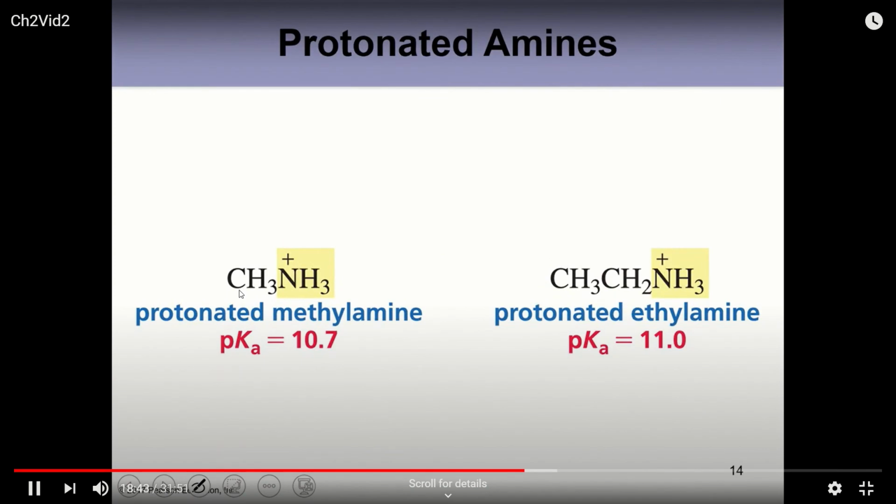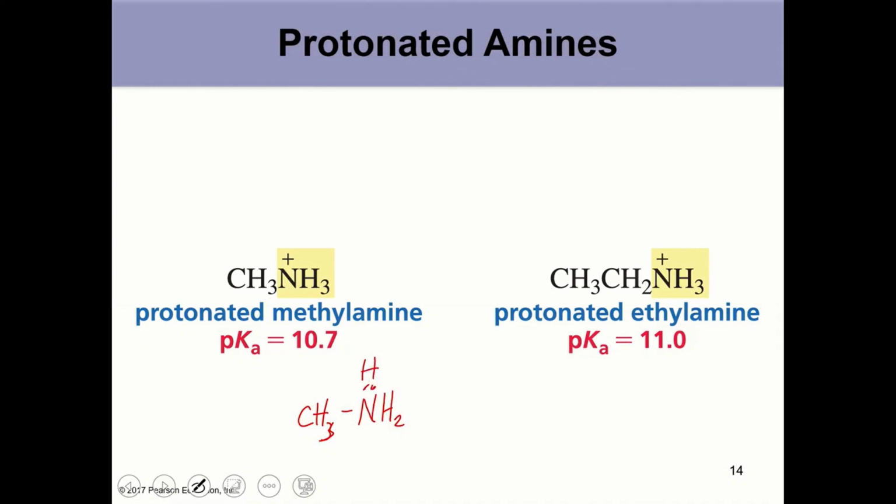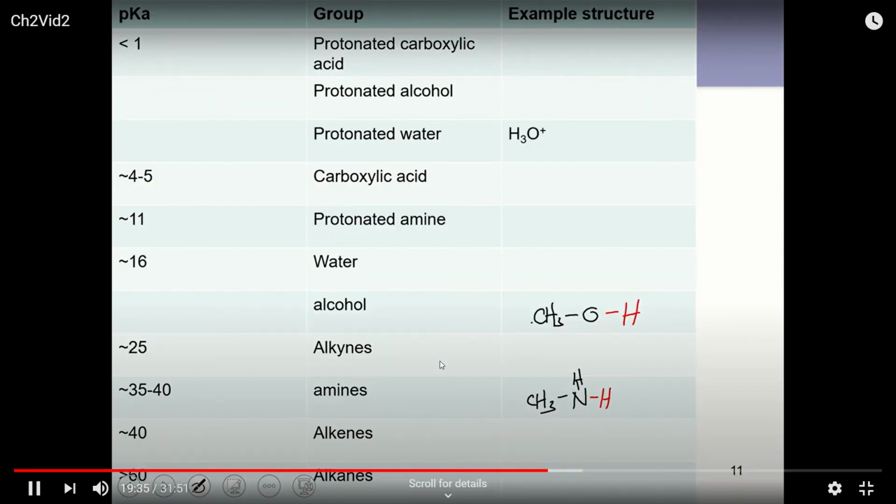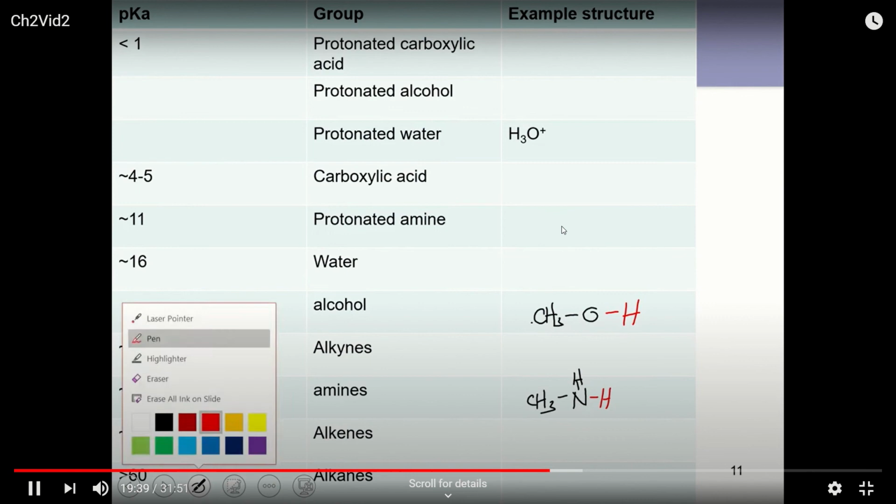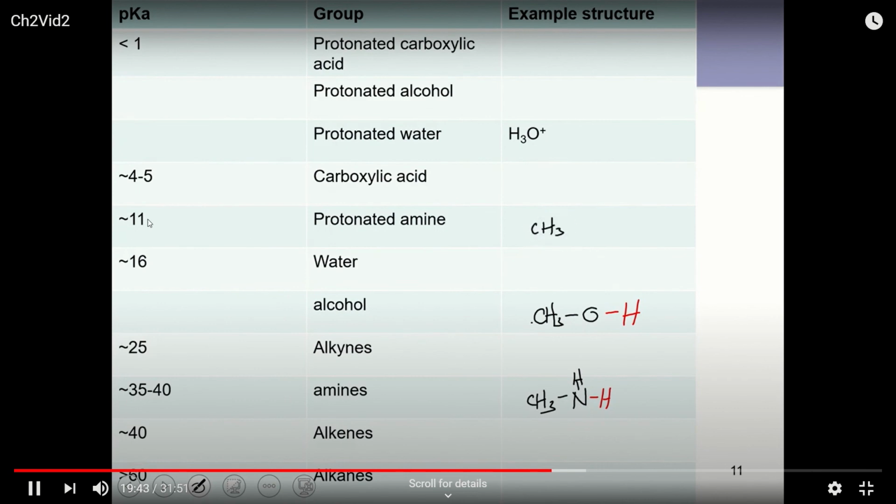Then we go to protonated amines. We have protonated methylamine. So this is just an amine that has one more hydrogen than methylamine. We call it protonated because it has added a hydrogen. So now the lone pair that was on the nitrogen previously is bonded to a hydrogen. And what that does is the pKa is now 10.7 or 11, because a charged atom is going to have a weaker bond because there's a lower electron density. So if we draw in protonated amine into your chart, that's approximately 11.